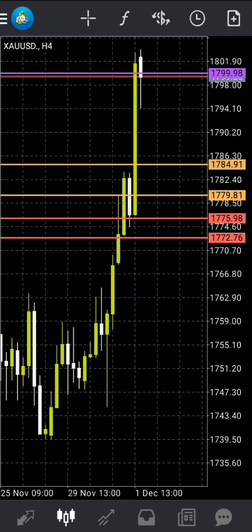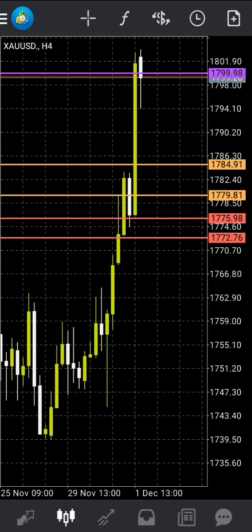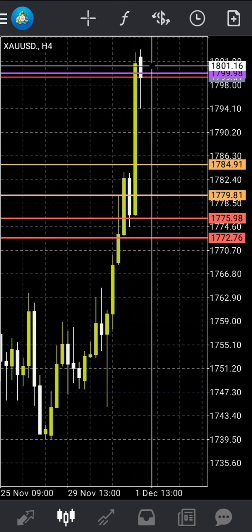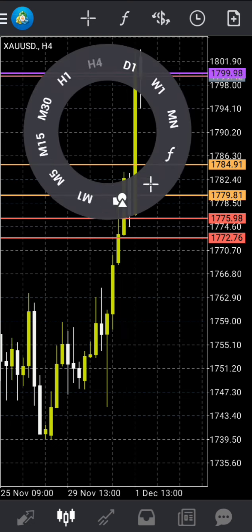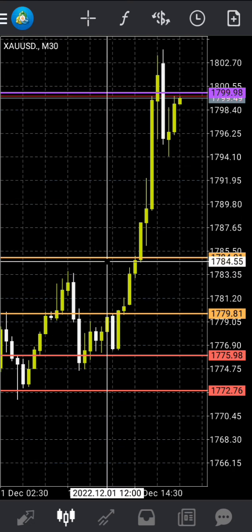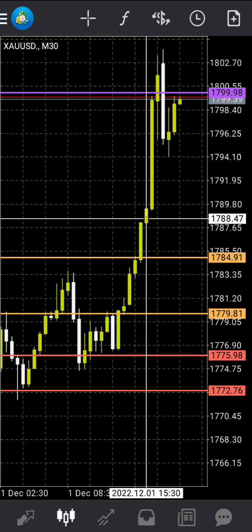Okay, because H4 is super delayed, we cannot wait until a big candle closes above and then we cut here. If you don't set SL, you're going to lose so big. So that's why we need a smaller time frame, let's say M30. When you see something like this close above the zone, we have to cut it here.